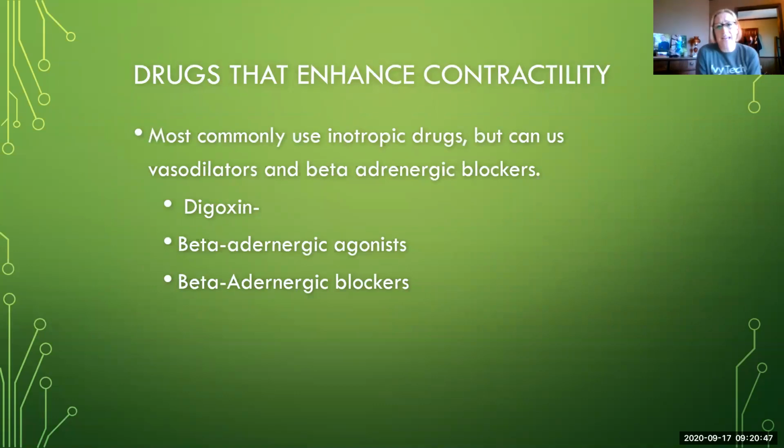Then we have drugs that enhance our contractility. So most commonly we use our inotropic drugs. Our inotropic drugs are really going to improve contractility, strengthen the force, but vasodilators and beta adrenergic blockers can be used as well. We know DIG is a common drug as well that sometimes heart failure patients are on. We need to refresh ourselves on the DIG toxicity and those type of things. What's one of our signs of DIG toxicity?